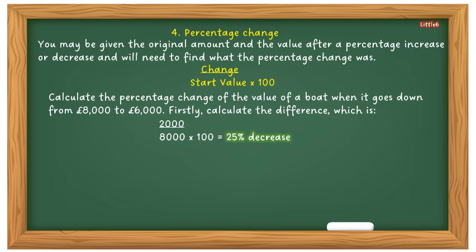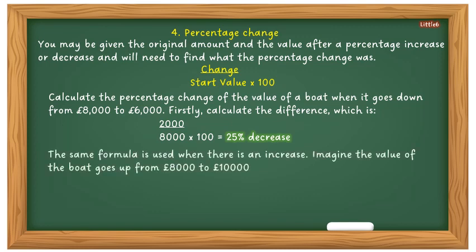Now let's look at that the other way. Okay, we'll use the same formula when there's an increase. Imagine the value of the boat goes up from 8,000 to 10,000. Again, you can see that there is a £2,000 increase in value. Alright, and you divide it by your start value. Okay, and then once you've done that, you convert it to a percentage by multiplying by 100, and you can see that this time, because you're making money on the boat, it is a 25% increase.